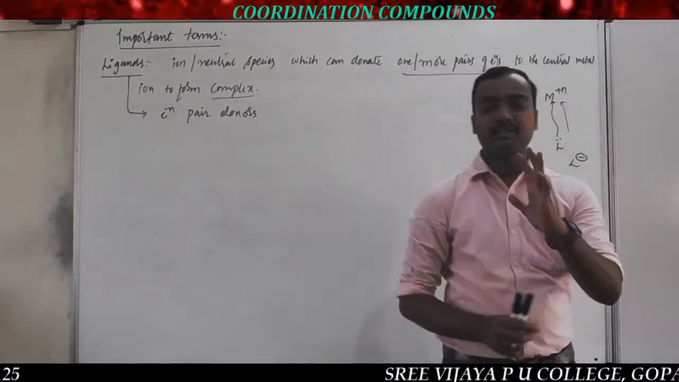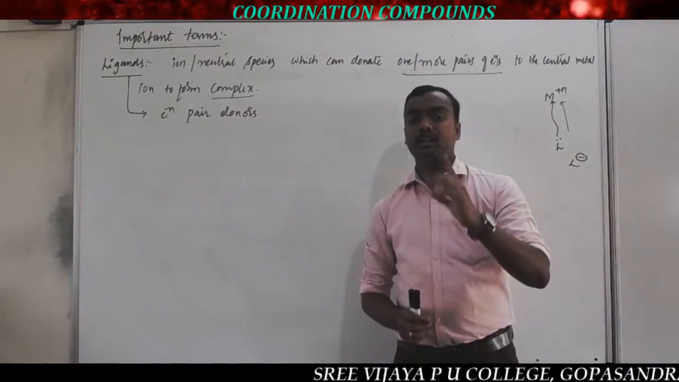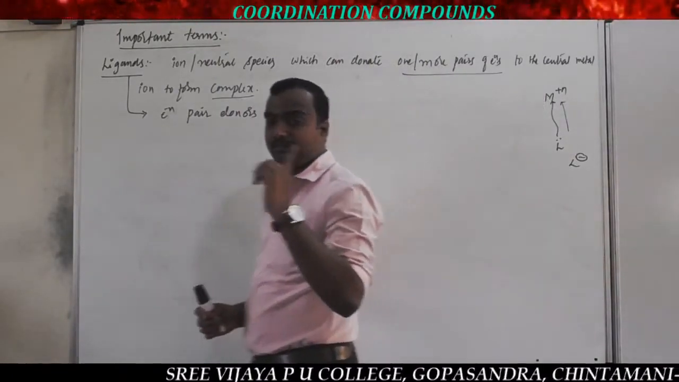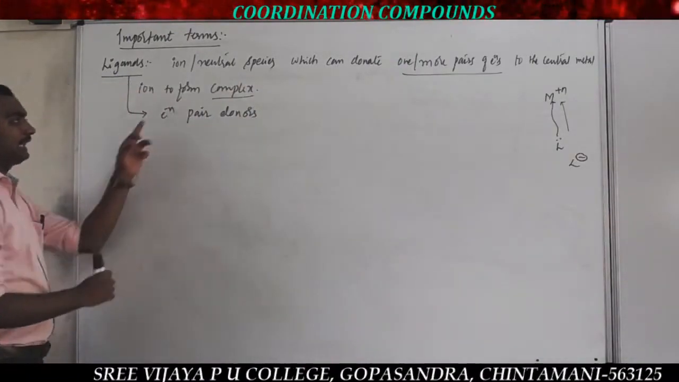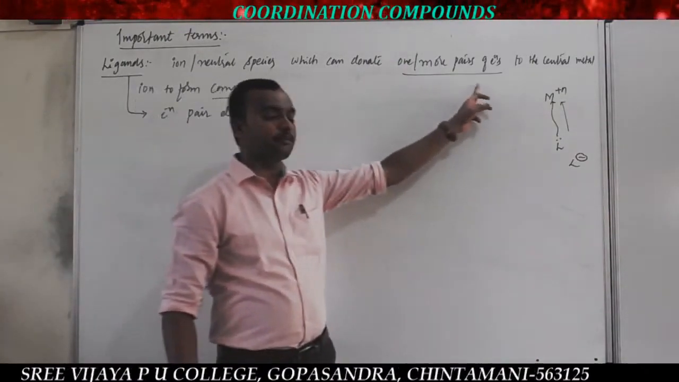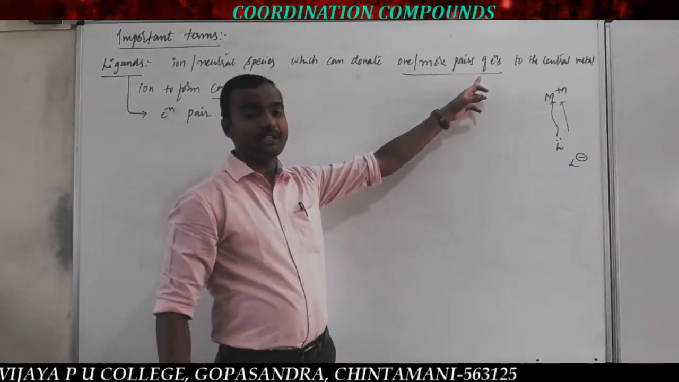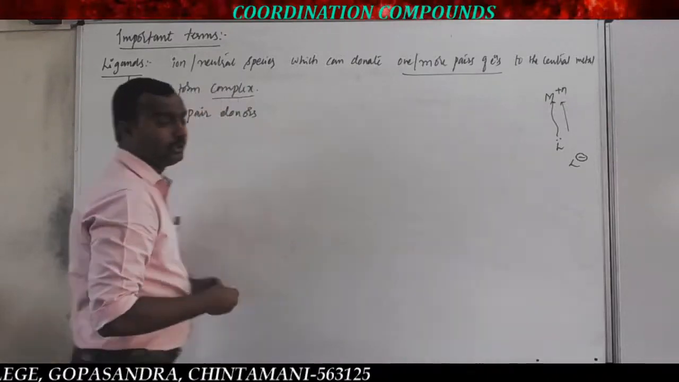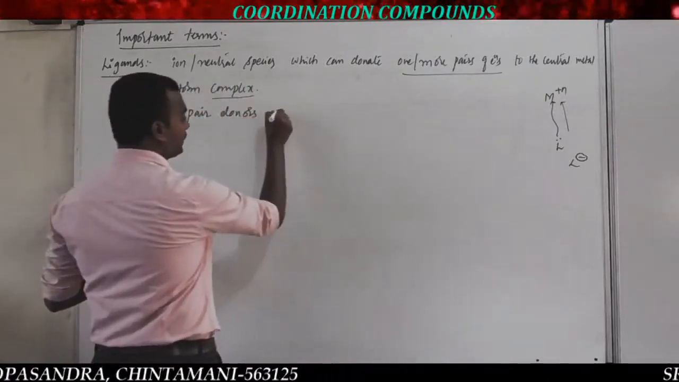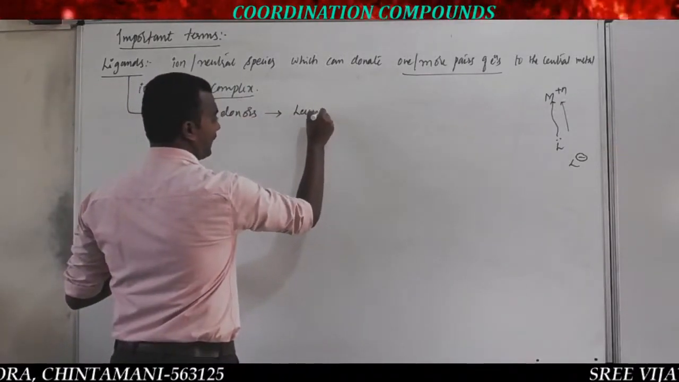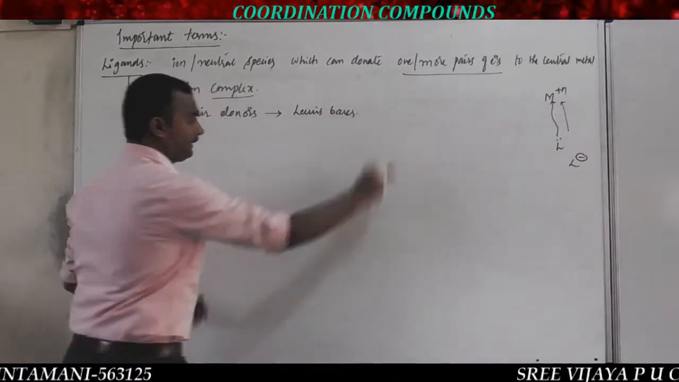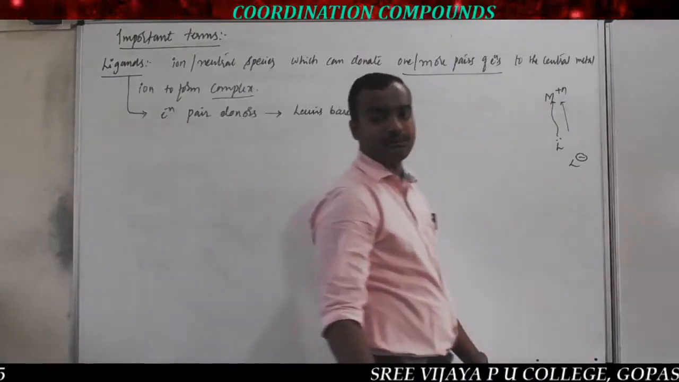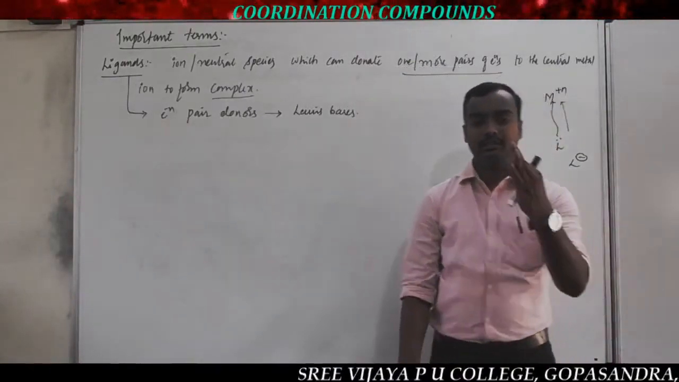In the Lewis concept, what is the meaning of acid? Electron pair acceptor is called a Lewis acid. Electron pair donor is called a Lewis base. And remember, the ligands are those which can donate one or more pairs of electrons. Ligands are called electron pair donors. Electron pair donors are nothing but Lewis bases. Why are the ligands called Lewis bases? Because they donate a pair of electrons.